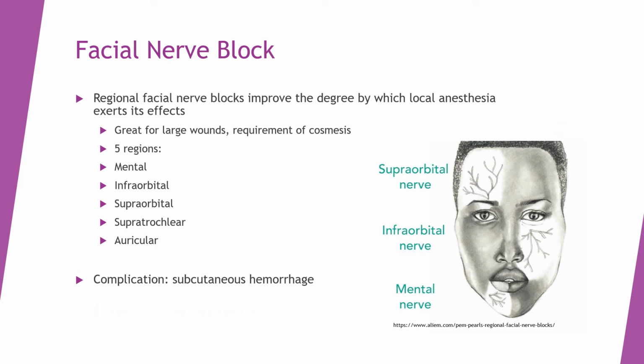Regional facial nerve blocks improve the degree by which local anesthesia exerts its effects, and this method of block is great for large wounds where cosmetic repair may be required. The facial nerve blocks can be differentiated according to 5 different regions of its application: mental, or the chin area, infraorbital, supraorbital, and the supratrochlear, and the auricular, or the ear region. One complication that can arise from facial nerve block is subcutaneous hemorrhage.